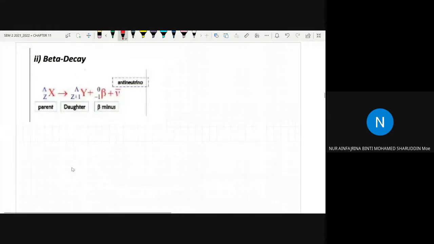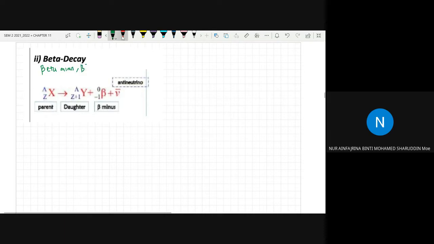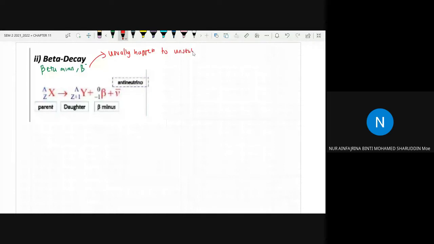So beta. Beta will have 2, beta plus and beta minus. Okay, so the first one we are going to learn about is beta minus. Beta minus, this is very, very important here. Beta minus usually happens to unstable nuclei which are rich in neutrons. Remember, beta minus is rich in neutrons.